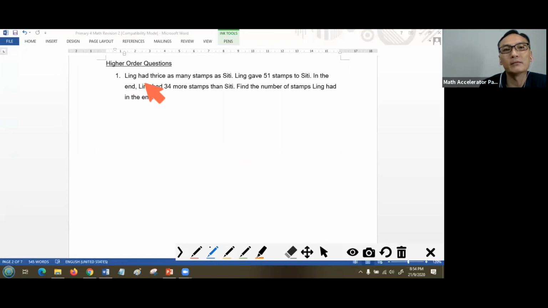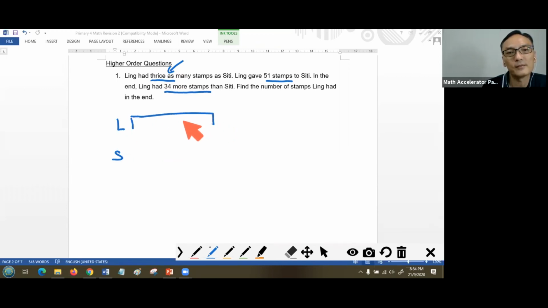So what should we do in the beginning? We should underline some of the keywords here. So here it says thrice as many. Then Ling gave 51 stamps to Siti. And in the end, Ling had 34 more stamps than Siti. So these are 3 key pieces of information. We should begin by drawing a model to represent this information, which is thrice. So we'll be drawing Ling compared to Siti. So Ling is 3 units compared to Siti, who has 1 unit.